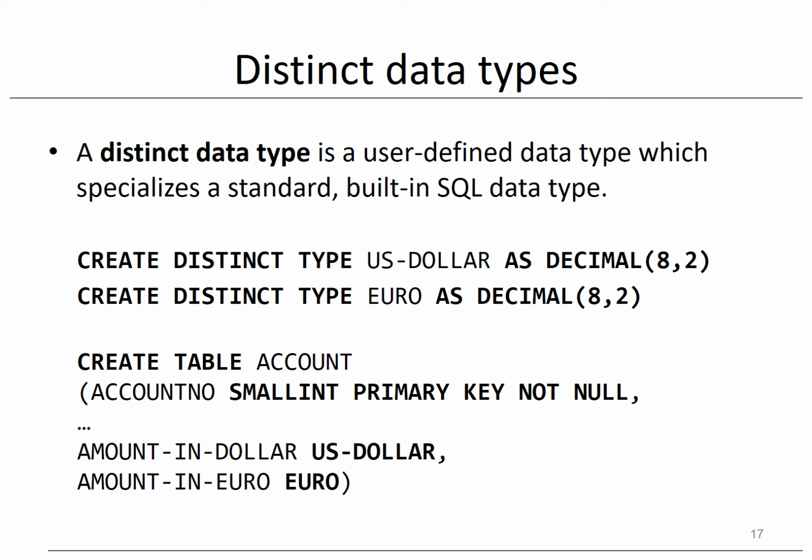One of the key advantages of distinct types is that they can be used to prevent erroneous calculations or comparisons. For example, if we had defined both amount in dollar and amount in euro as decimal (8,2), then values of both attribute types can be added and compared without any problem, which is clearly not meaningful. By using a distinct type, we can only add and/or compare between amounts either in euro or dollar.